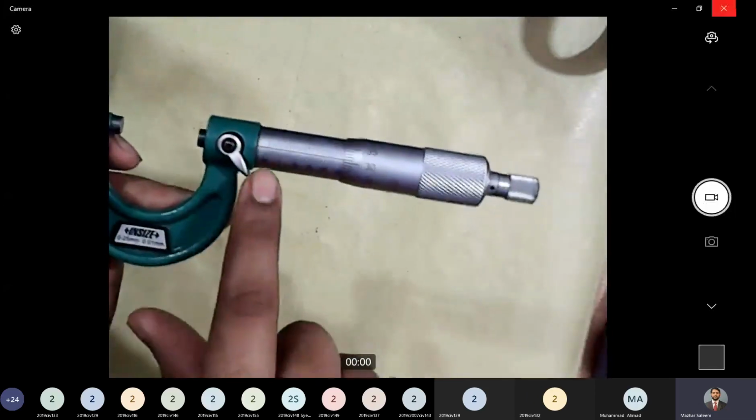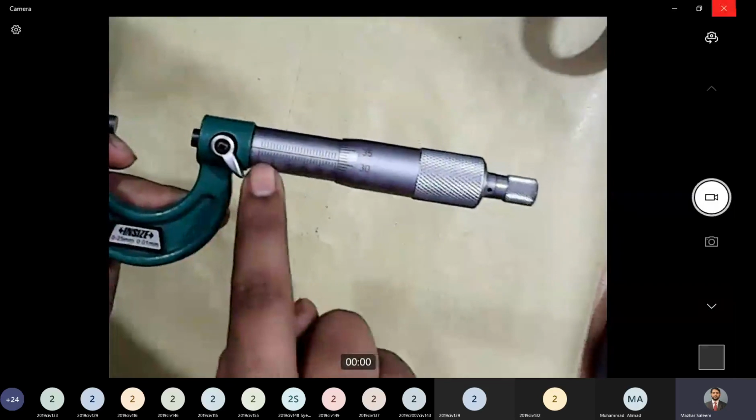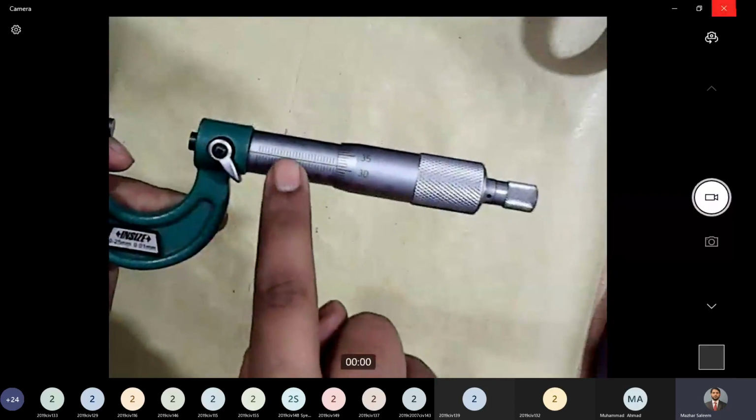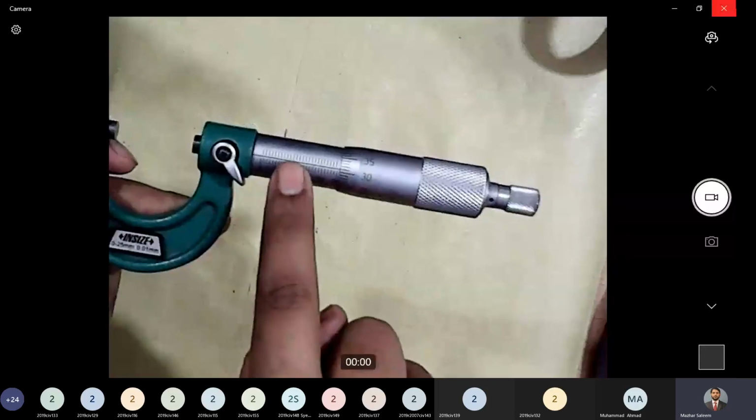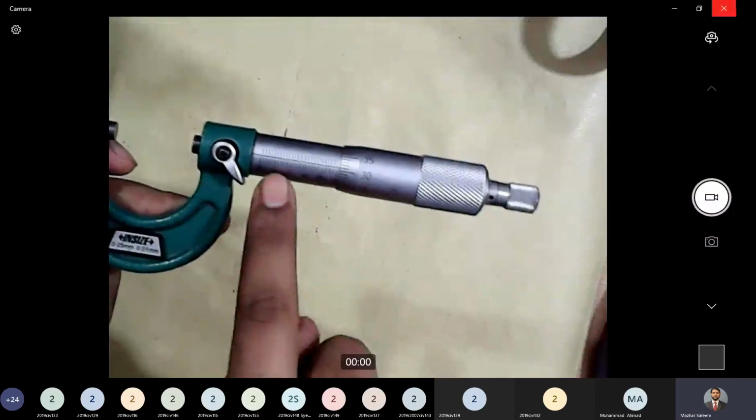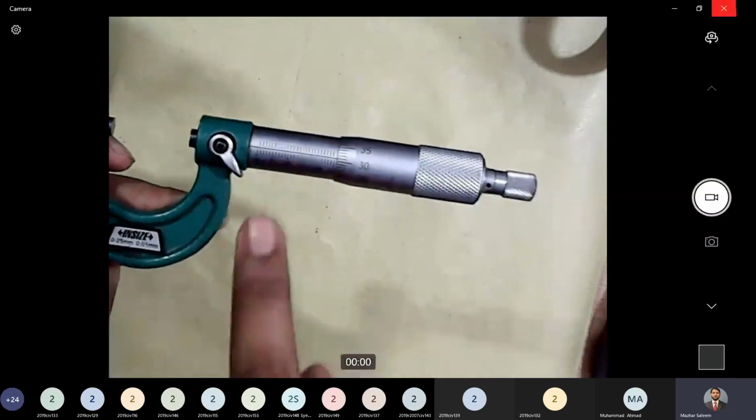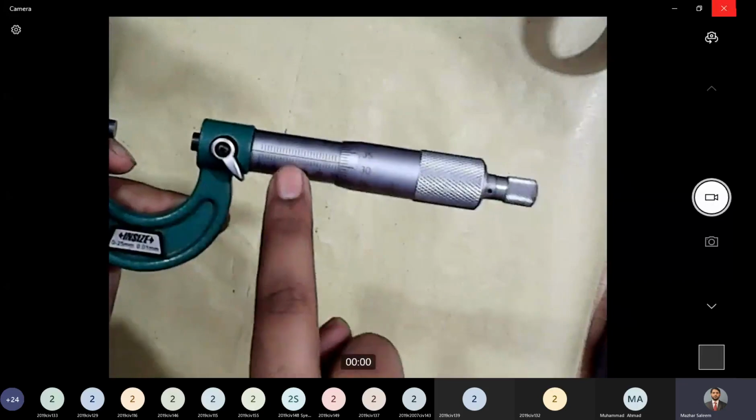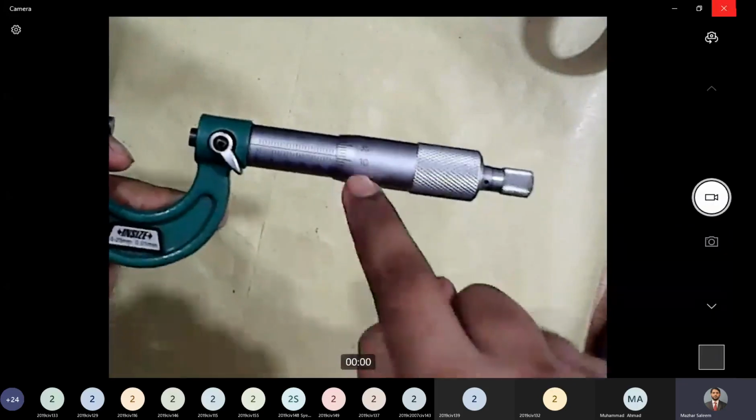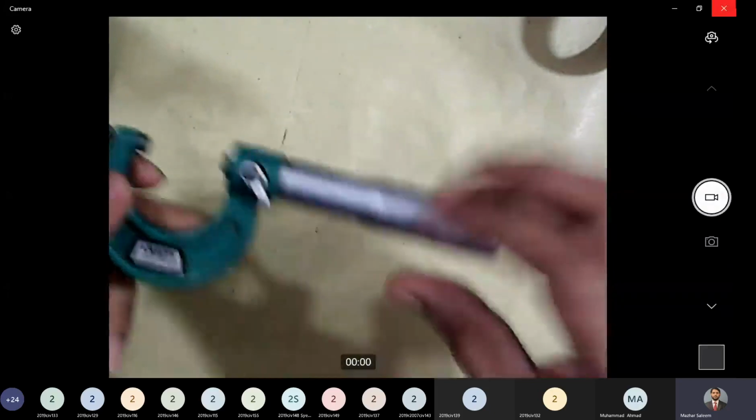How is that? Because the main scale has two graduations. One graduation is in whole millimeters, it's on the lower side, and the divisions on the upper side of this horizontal line are dividing each millimeter into two equal parts. So the smallest value that we can read from the main scale is 0.5 millimeters, and that 0.5 millimeters is further divided into 50 equal parts using this circular scale. So that makes the least count of this instrument as 0.01 millimeters.